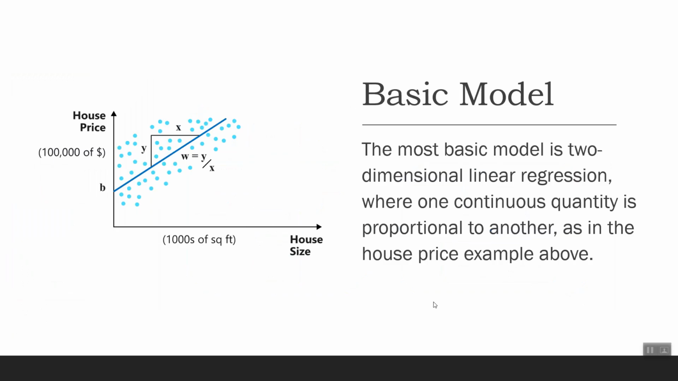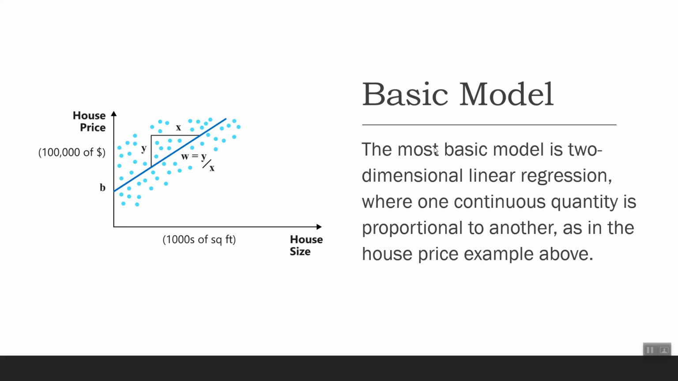Now, in this basic model, you can see that house price is plotted on the y-axis against house size, which is on the x-axis. So y, the house price, is a function of the house size. House price is in hundreds of thousands of dollars, and house size is in thousands of square feet. And this is the intercept on the house price axis, or the y coordinate, or the dependent axis.